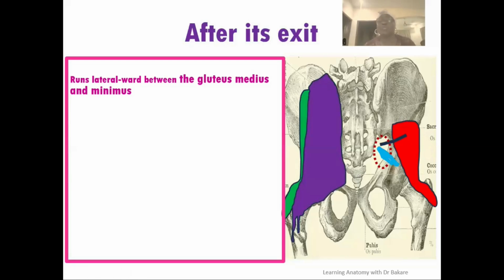So in between these two muscles is where you have the superior gluteal nerve. And this is what is highlighted here in blue. If you try to put the gluteus medius on top of the gluteus minimus, you see that it will be lying in between these two muscles. And this is the part that it runs around the gluteal region.